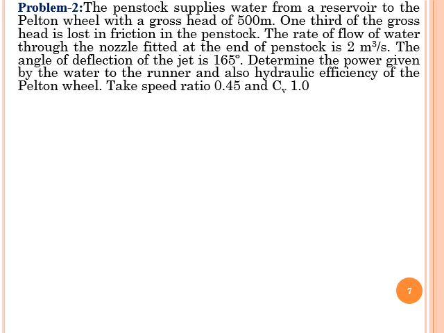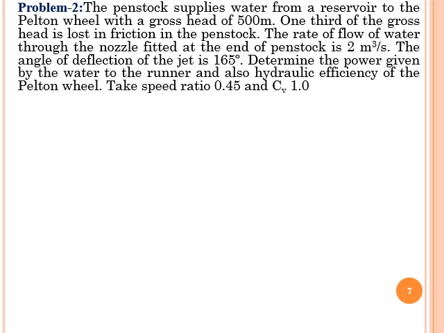So now water is supplied from the reservoir to the Pelton wheel turbine through the penstock. Initially in the reservoir the head is maintained at 500 meters. While water is flowing through the penstock to the Pelton wheel turbine, one third of the gross head is lost due to the friction. For that reason the net head is reduced from 500 due to the friction.